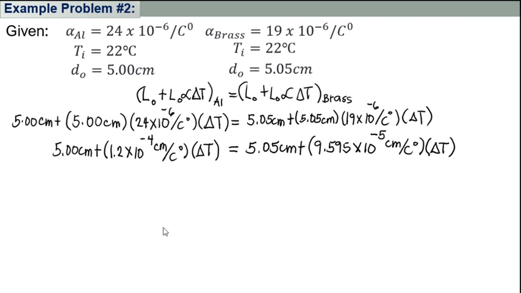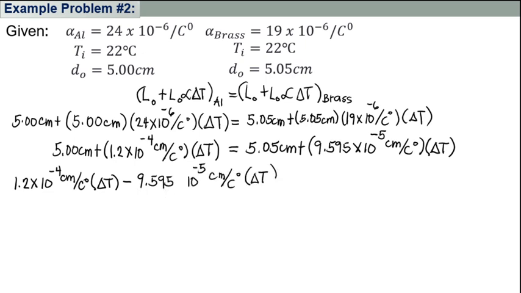Let us now combine similar terms. So 1.2 times 10 raised to negative 4 centimeter per Celsius degree times delta T minus, we will transpose this to the other side. It will become negative 9.595 times 10 raised to negative 5 centimeter per Celsius degree times delta T equals, on the right side we have 5.05 centimeter minus 5 centimeter.